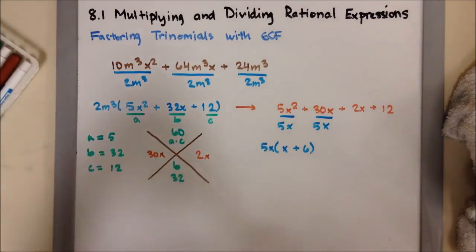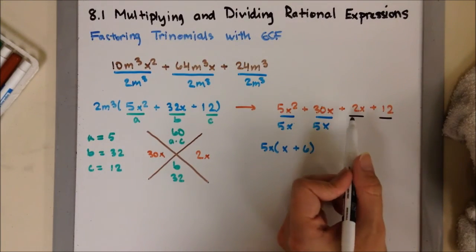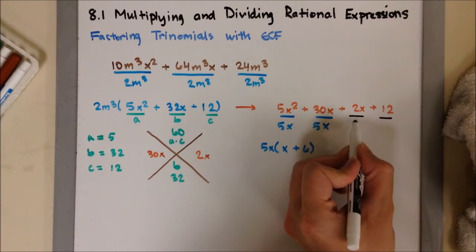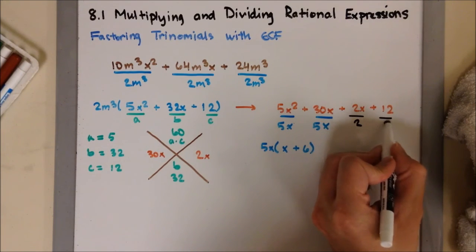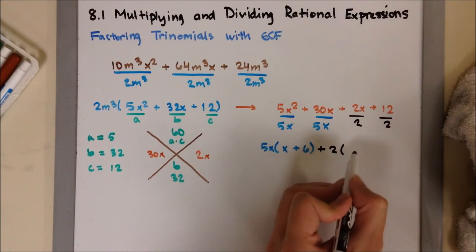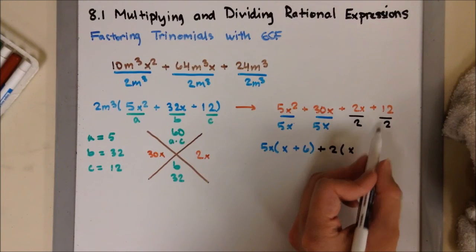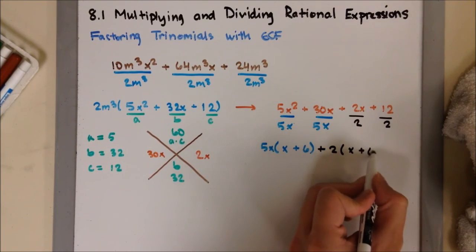Now, let's focus on the right side. Both of these terms can only be divided by 2 because we only have 2x and 12. So I'm going to put plus 2 here. 2x divided by 2 is x. 12 divided by 2 is positive 6, close parenthesis.